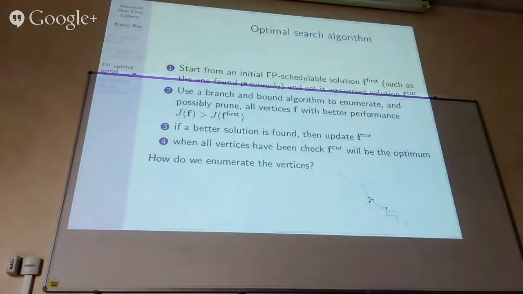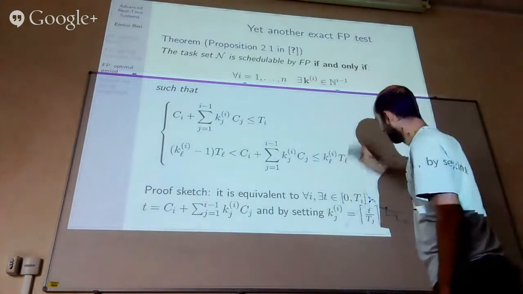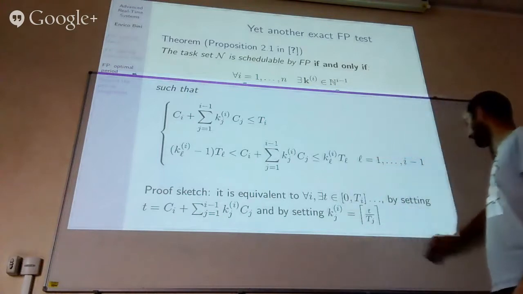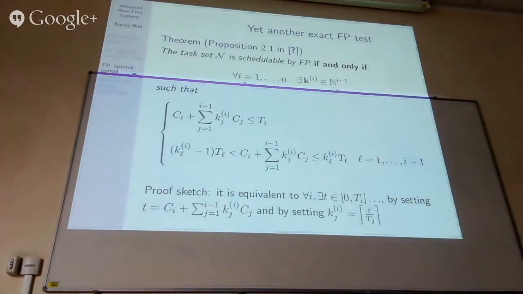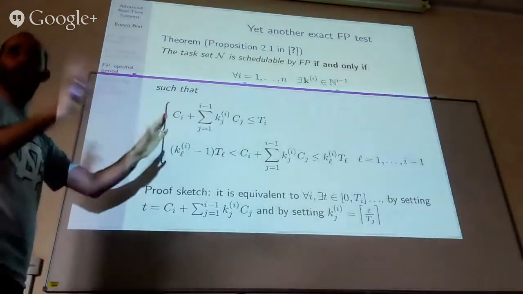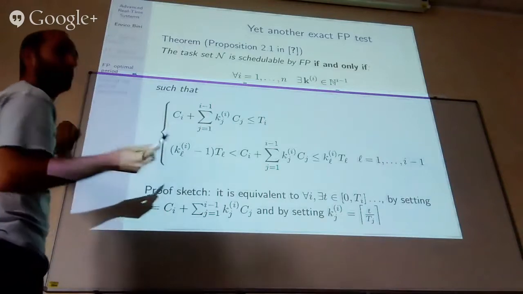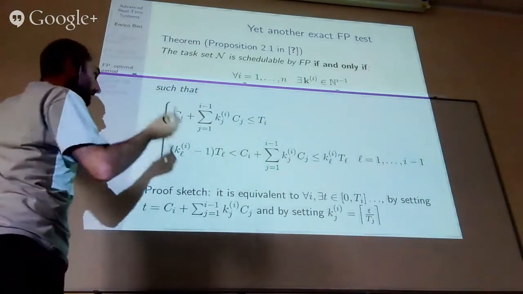So how do we enumerate vertices in n dimensions in a general case? To do it, I need to write once again a new way to write the exact fixed priority schedulability condition. It is somehow hard to read, but once you understand the rationale, the math comes for free. So first, let me remind you of the original schedulability condition, which you may remember.